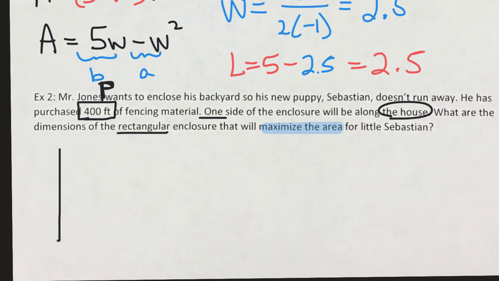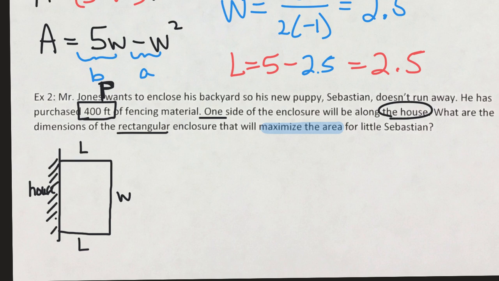So part of our rectangle is formed by the house, right? So all this is house. We don't have to put a fence along the house. So that means we only have to enclose 3 sides of your rectangle. We have one length, one width, and another length. So this time we don't have a random rectangle sitting out in the middle of a field. We have our rectangle against the house, and you don't have to put a fence along the house because there's already a barrier there. The dog can't run away through the house.